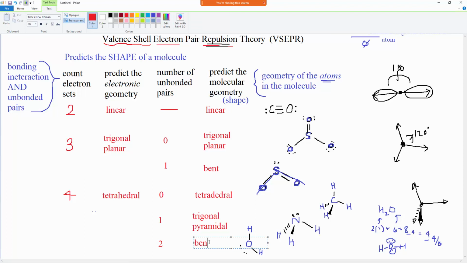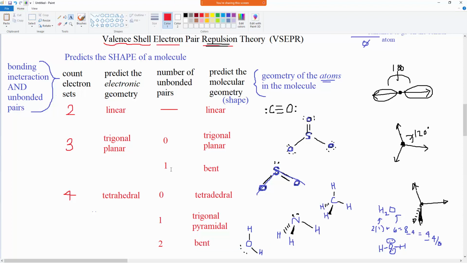Now this bent is different from the bent that we got from the trigonal planar electronic geometry, in that the typical bond angle for the interior of an equilateral triangle is 120 degrees, whereas your typical bond angle for the interior of a tetrahedron is about 110. It's actually 109.5. Again, I'll never test you on this. So it's slightly different bent than that bent, just because the bond angle is going to be different, but it is essentially just bent. All right. Does that make sense?